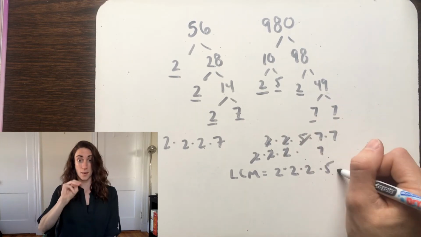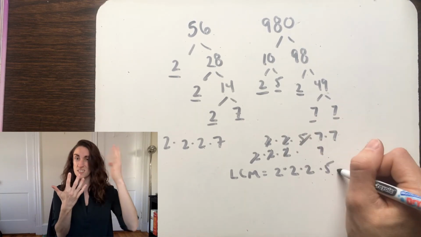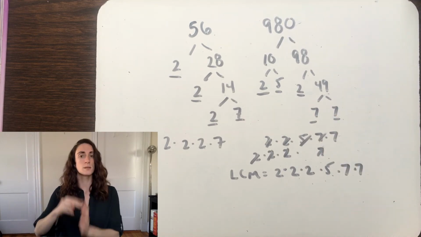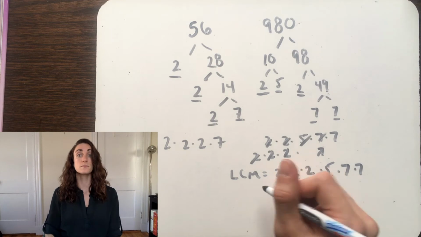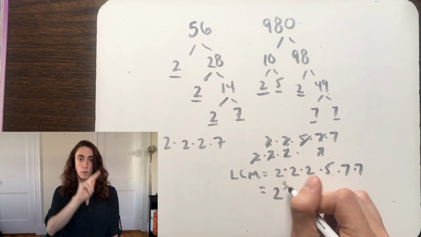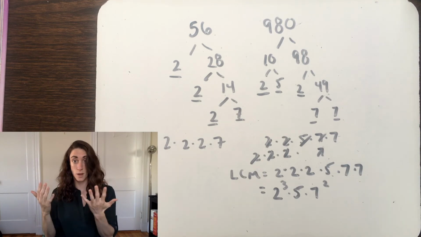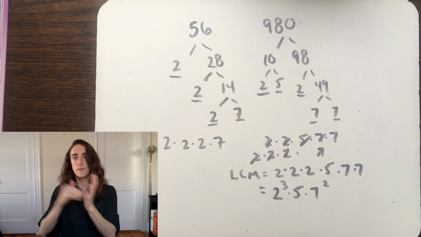You can see that one prime factorization has a 5 and the other doesn't, so we just need one 5. And then we've got 7 times 7 in the top and 7 in the bottom, so 7 times 7 will be enough to satisfy both. And when you multiply all that together, 2 cubed times 5 times 7 squared, that's 1960, the LCM of 56 and 980.